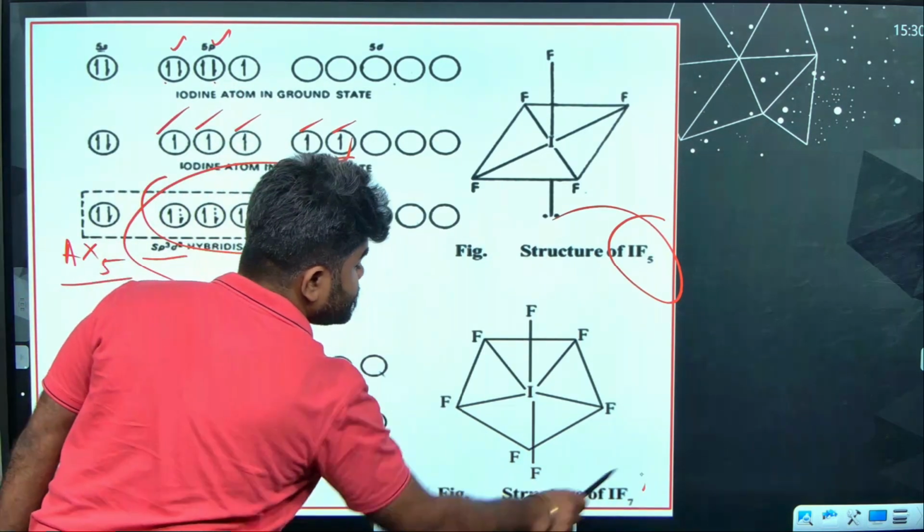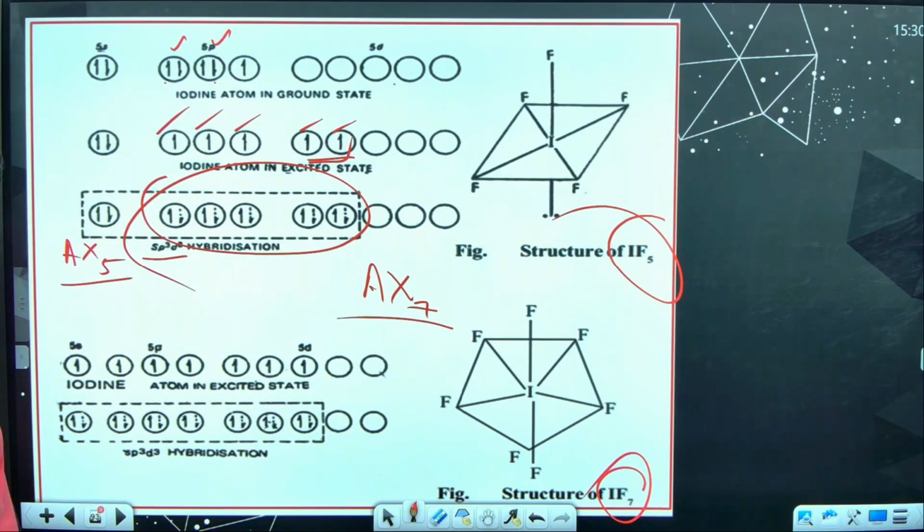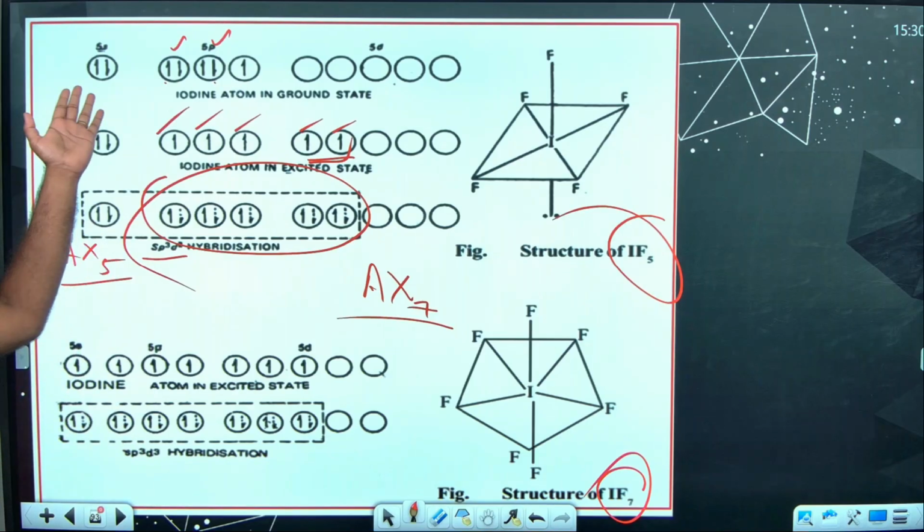Next, IF7, which is of the type AX7. So here I is your central atom. Again you see that the ground state configuration is the same, 5s2 5p5.